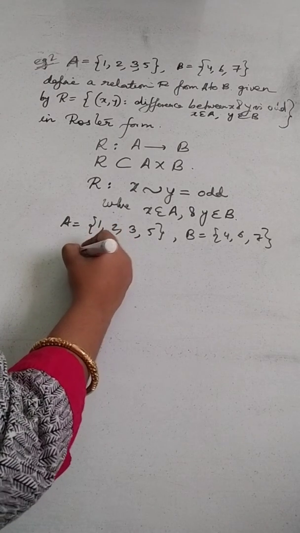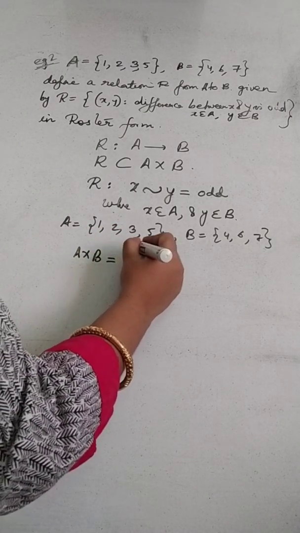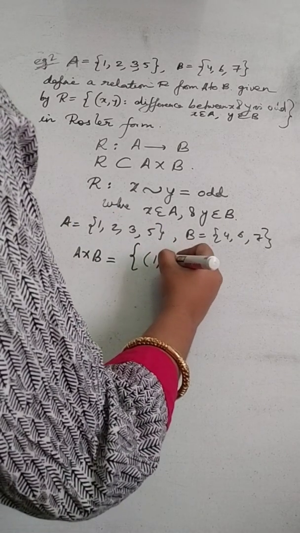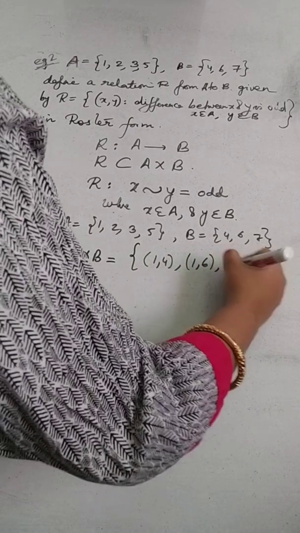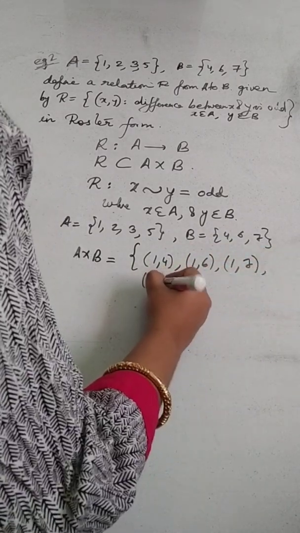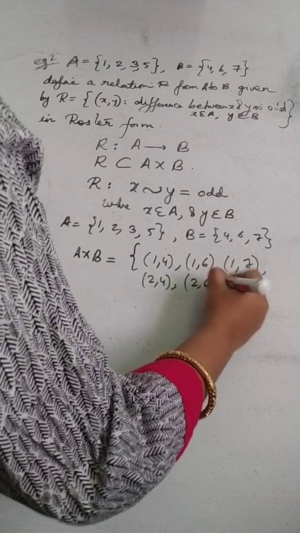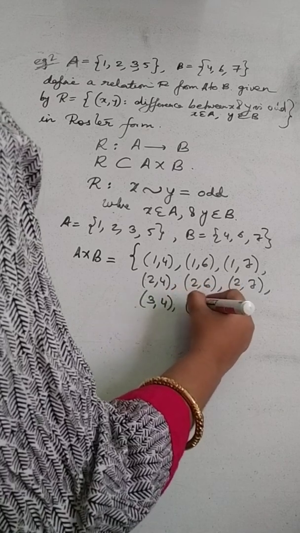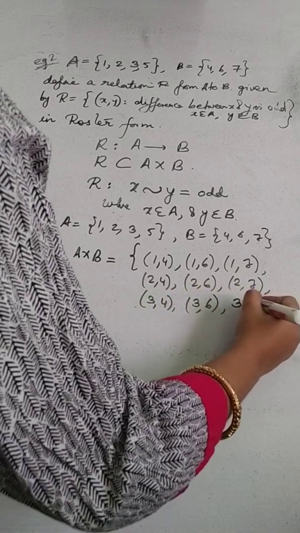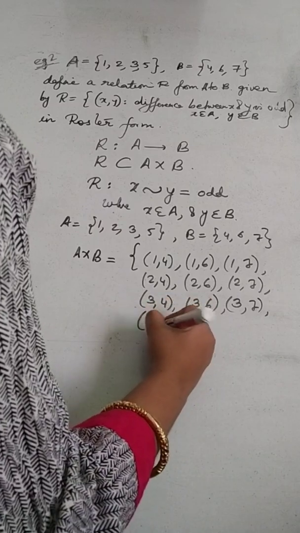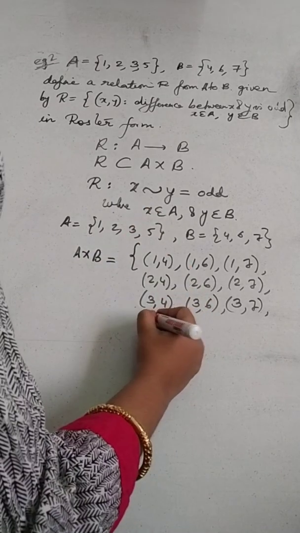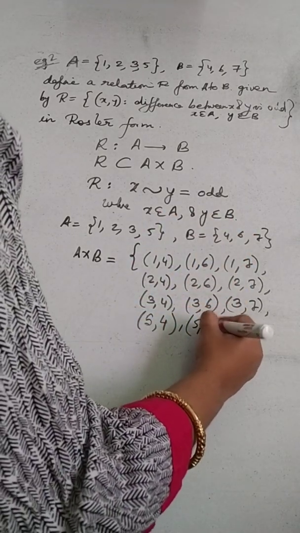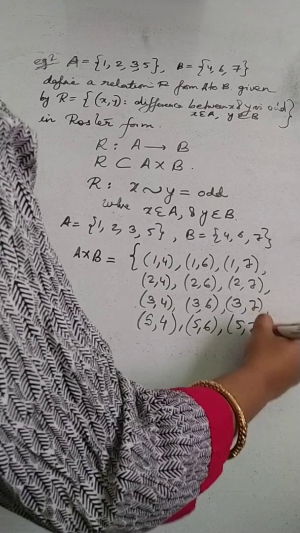Otherwise, first list the elements of A cross B, then you will not miss any of them. They are 1, 4; 1, 6; 1, 7; 2, 4; 2, 6; 2, 7; 3, 4; 3, 6; 3, 7; and then 5, 4; 5, 6 and 5, 7.